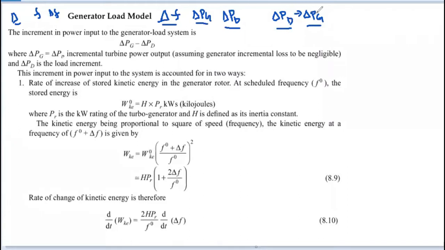If this delta PG, the increment in the generation, does not match with the increment or requirement in the change of the load, then there will be a change in the frequency delta F. If these two are not matched, then there will be a change in the frequency delta F. That's why we have said that the generator load model gives the change in the frequency delta F as a result of change in the generation delta PG when the load demand changes by a small amount delta PD.